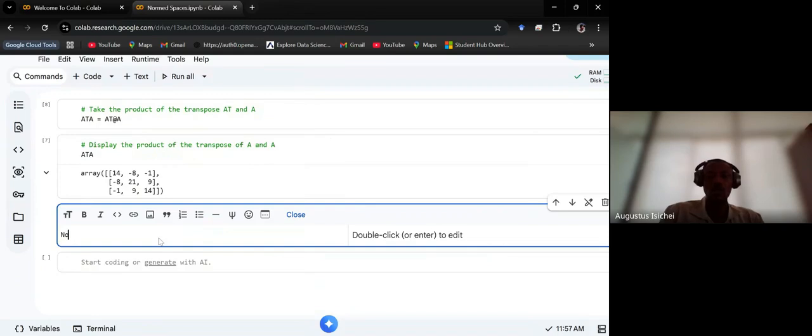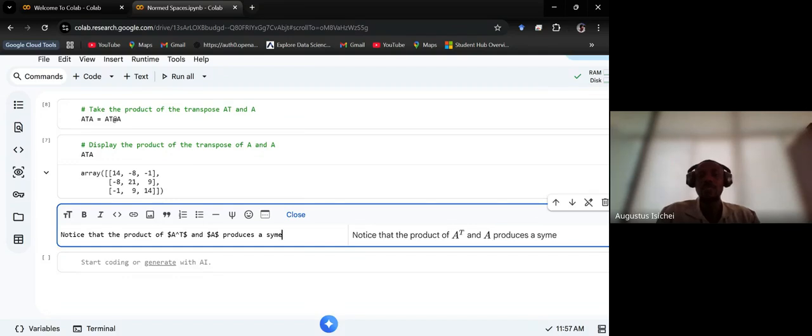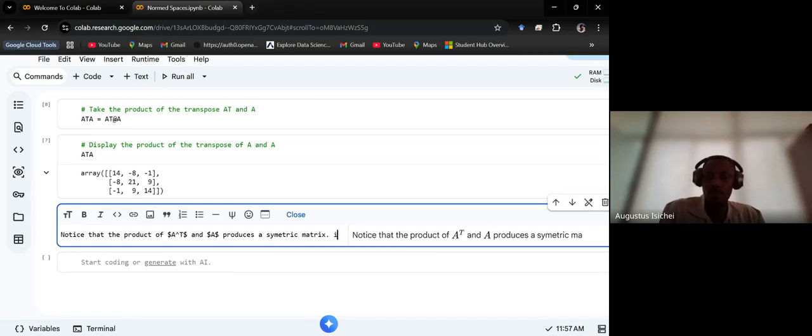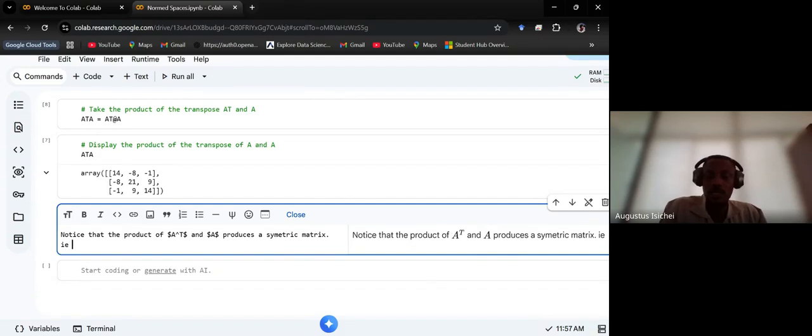Let me write it down. Notice that the product of A transpose and A produces a symmetric matrix. It produces a symmetric matrix. That is, the transpose of A is equal to A itself.